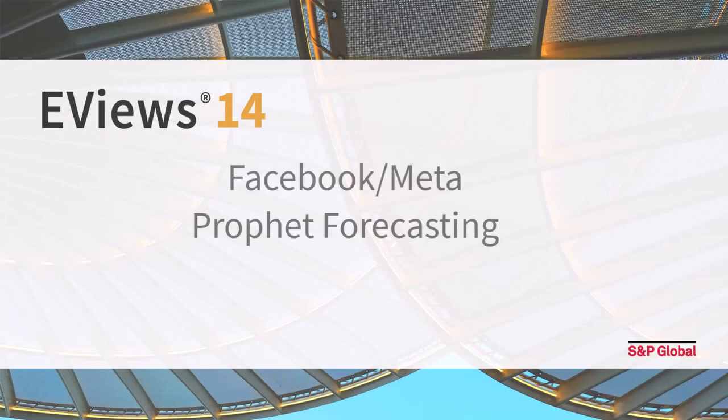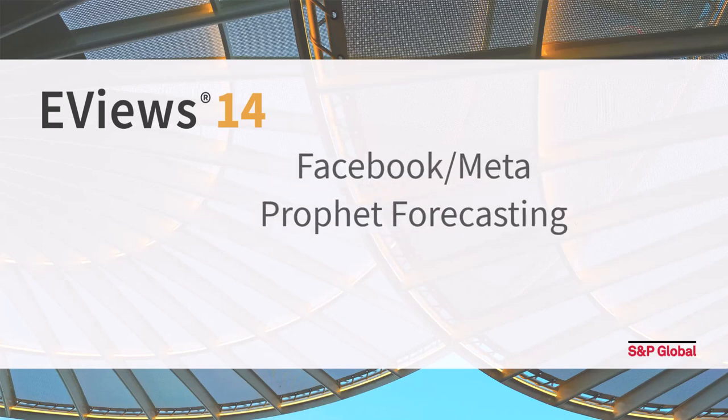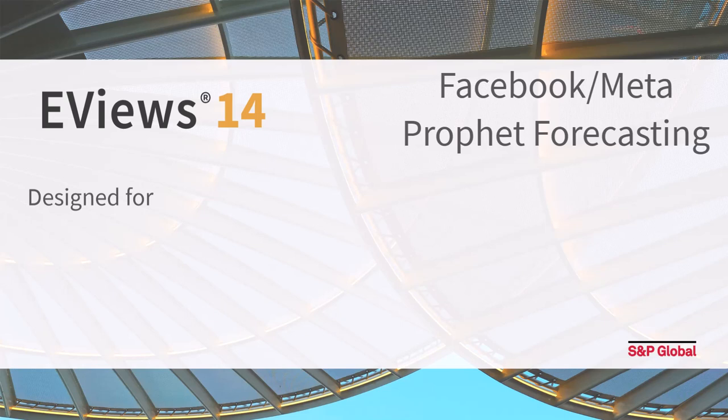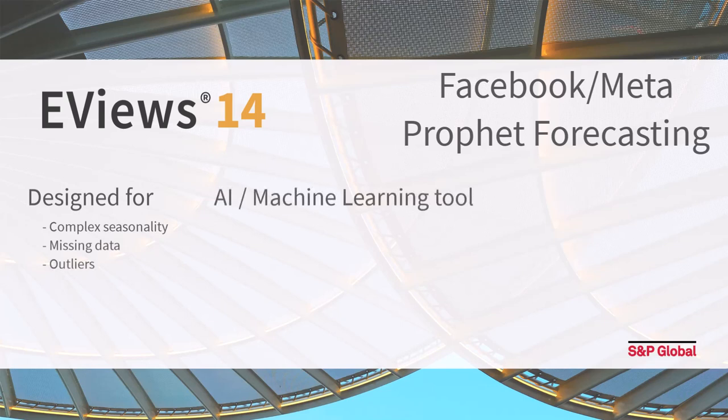Prophet is an open source forecasting tool developed by Facebook, now Meta. Launched in 2017, Prophet is specifically tailored for forecasting scenarios characterized by complex seasonality, missing data points, and outliers. Prophet is often described as an AI or machine learning style tool for forecasting. It usually requires little input from the user and automatically predicts future values of the time series without the user needing to model the underlying data process.